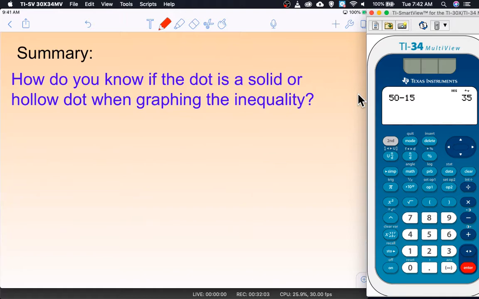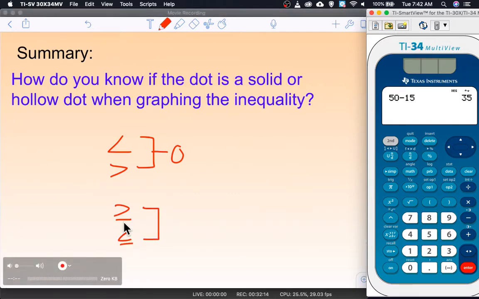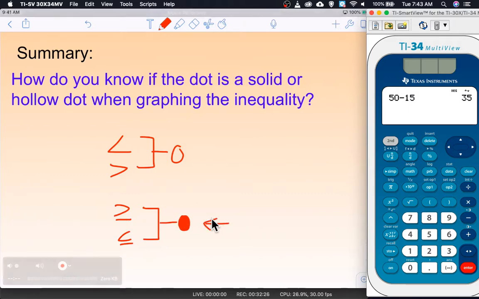Well, if you have just less than or greater than, you have a hollow dot. If you have one of the or equal to's with an extra little line underneath, like these two, that is your solid filled in dot. And that's how you tell. You can look directly at your inequality. You also know that this number is part of the solution because it's in the shaded region, where the just greater than and less than, that number is not a solution to the inequality because it's not in the shaded region.